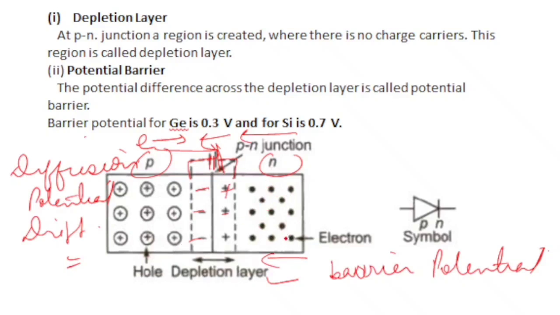Electrons diffuse from this N side, holes diffuse from this P side. After the potential barrier is formed, it further opposes diffusion of electrons and holes, and hence it acts like a potential barrier. Then after that, drift of minority carriers takes place, electrons from this P side and holes from this N side. So in this way PN junction formation takes place, and this is the symbol of the PN junction.